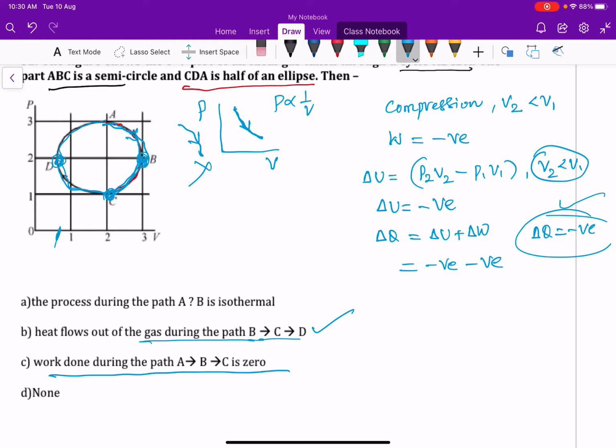A to B, B to C is also equal to 0. So no, it is not correct. This is the correct answer.